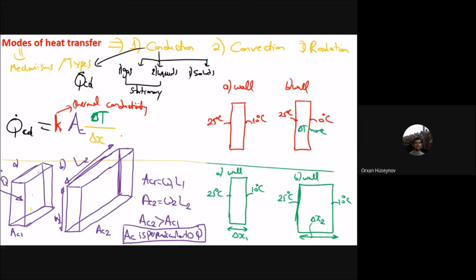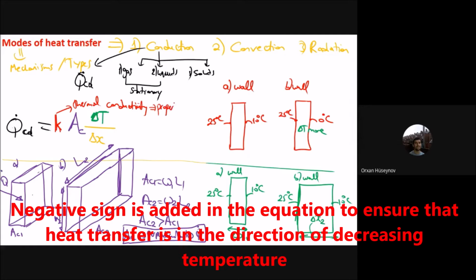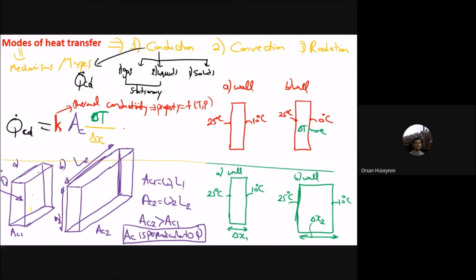So it is the thermal conductivity of the material. You will see that it is a property of the material, and this property can be a function of the temperature. It can be a function of the pressure. And this relation that we've shown, Q_cond is equal to thermal conductivity times the cross-sectional area times delta T by delta x, is called Fourier's law of heat conduction.